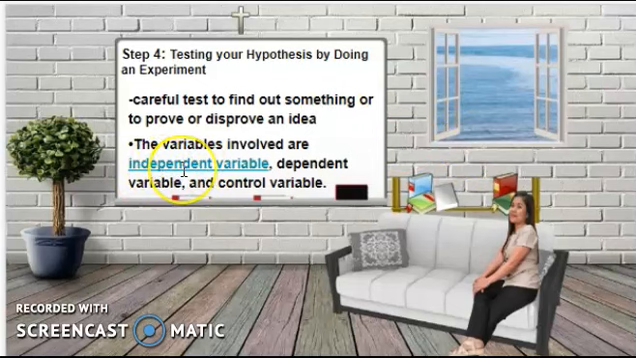So what is an independent variable? So it is the factor that is changed by the researcher. The dependent variable is a factor that we measure, and the control variables are the variables that are held constant, because in an experiment, you should make all the variables constant except one for it to become a fair test or a controlled experiment.